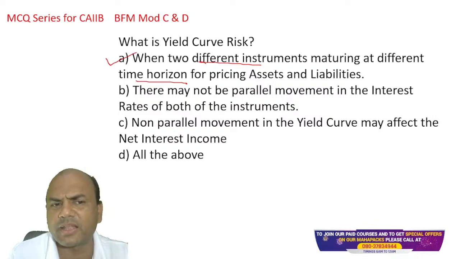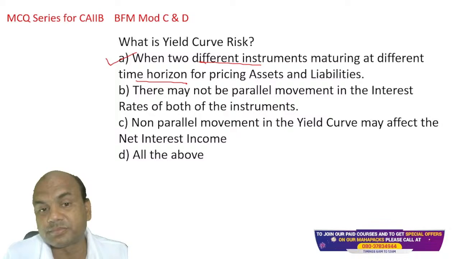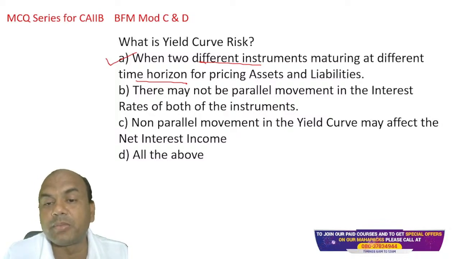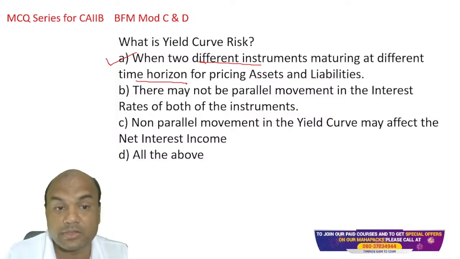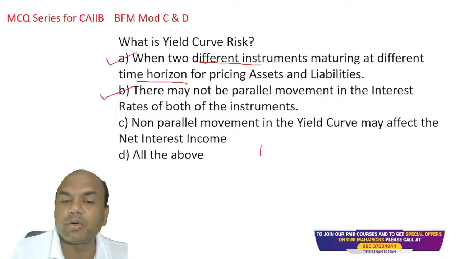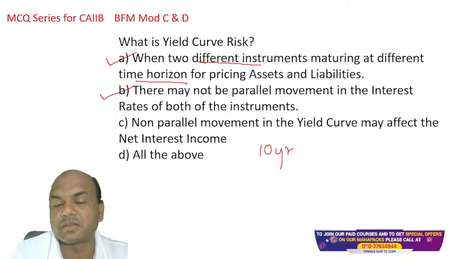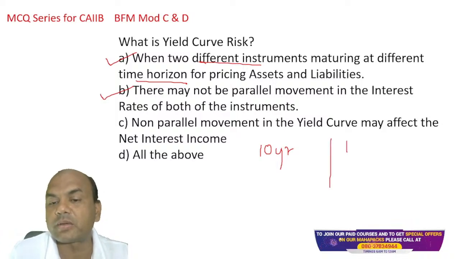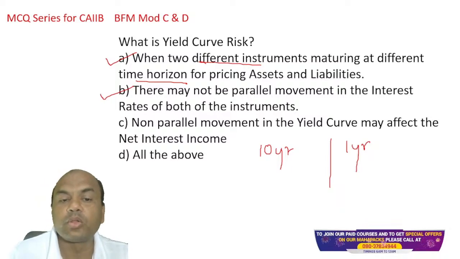Yesterday I had given the details about this yield curve. Follow yesterday's video. There may not be parallel movement in the interest rate of both the instruments. That is also true. For example, a 10 years bond will change in different proportion, whereas a 1 year bond will change in different proportion. Non-parallel movement in the yield curve may affect the NII.